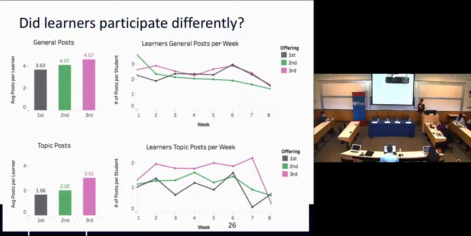These are the number of posts students do. The top, general posts, some increase, not much. These are topical posts. So this is once a student participates. Okay, let's look only at the students who participate. What's the average number of posts? And they doubled the number of posts from 1.5 to 3. So we have more students, about 1.5 times students, and each student that participates doubled their participation. Okay, and again, roughly throughout the course.